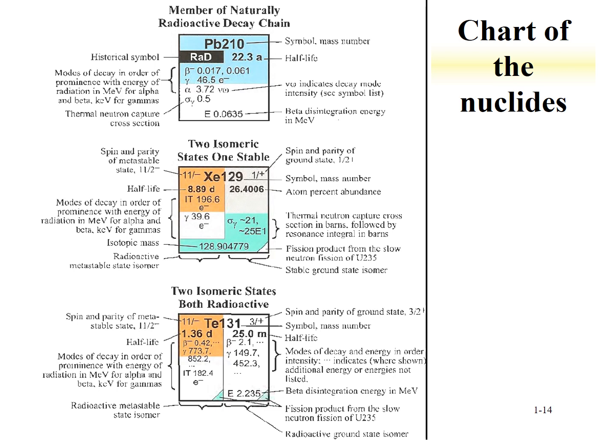Another example of radioactive isotopes where both the metastable and ground state are radioactive, listed here for tellurium-131. Again, the spin and parity, the half-life, the decay modes, beta disintegration energy, and a fission, this triangle here indicating that it is from the fission of uranium-235.